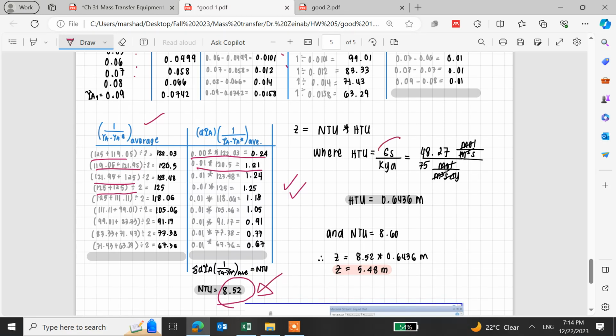So height will be GS over KYa, this is HTU, and NTU you multiply, you get 5.48. If you do this numerically, everyone will get slightly different values. There's no one exact answer, meaning this is numerical, and reading error is there. So someone may get 5.3, someone may get 5.2, because of the reading from the graph and doing it numerically. Okay, so this is the way you find the height of the absorber. Okay, so hope this will help.